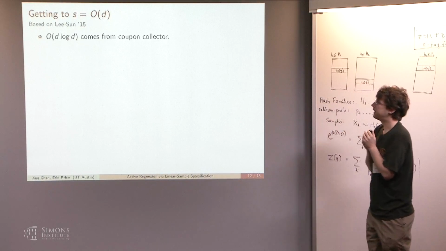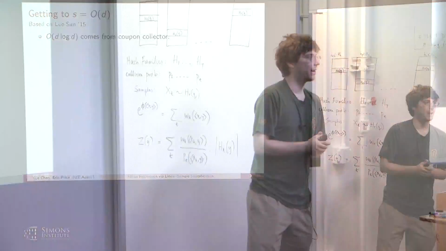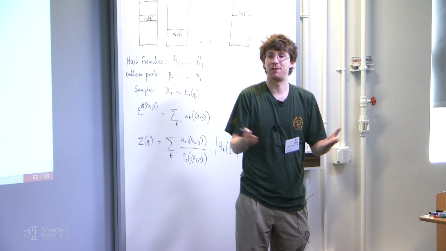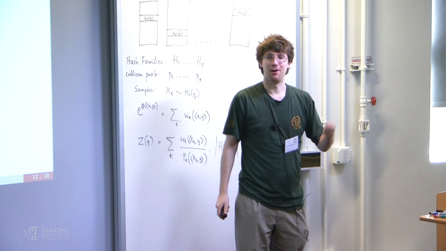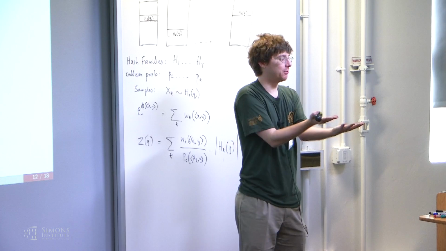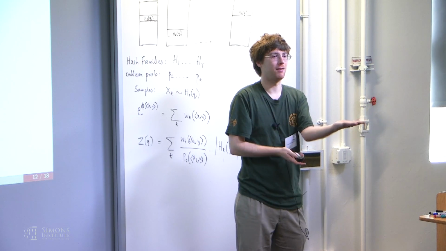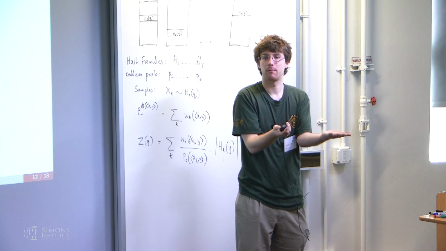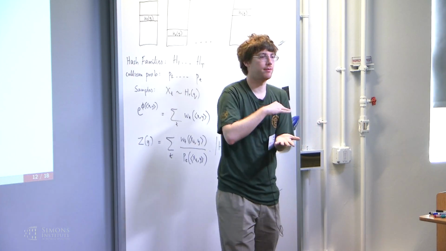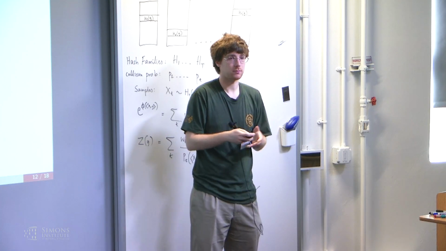And so the d log d comes from coupon collector. If my distribution on x has domain 1 through d, so x is either 1 or 2 or 3 up to d, then I need to choose at least one of each of those points. If I choose independently from some distribution, I'm going to miss some point. So I need to have a dependent distribution in order to do order d samples.